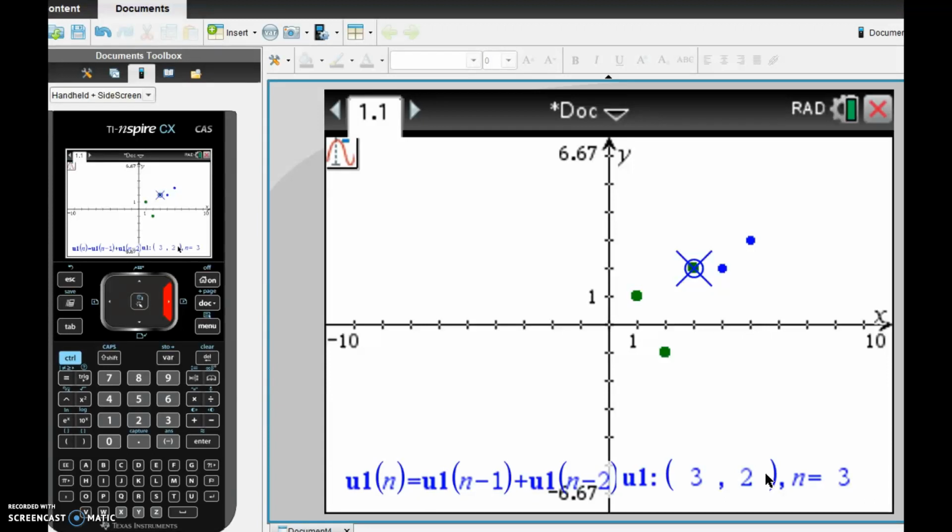Now these next 2 should match what we did. So when n is 4, your answer is 2. That's what we got. And when n is 5, your answer is 3. So I'm pretty confident that I have the right equation in there.